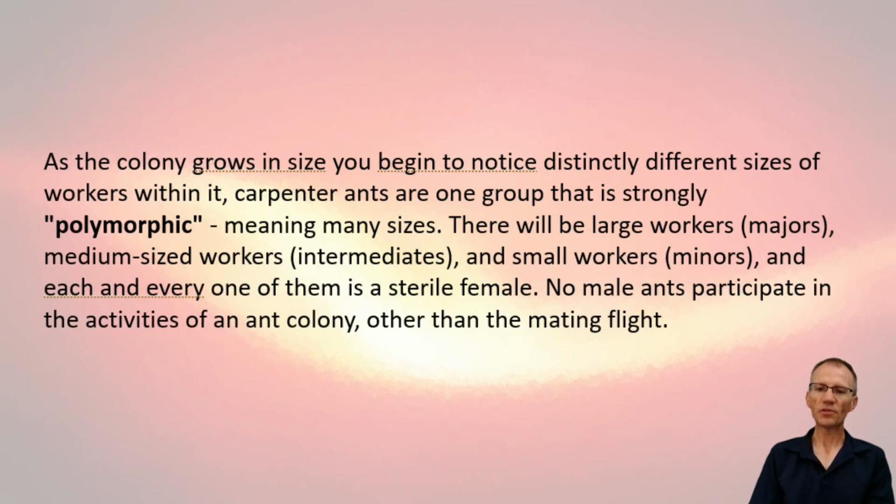As the colony grows in size, you begin to notice distinctly different sizes of workers within it. Carpenter ants are one group that is strongly polymorphic, meaning many sizes. There will be large workers, majors, medium-sized workers, intermediates, and small workers, minors, and each and every one of them is a sterile female. No male ants participate in the activities of an ant colony other than the mating flight.